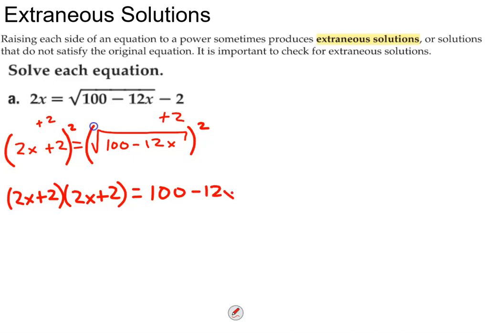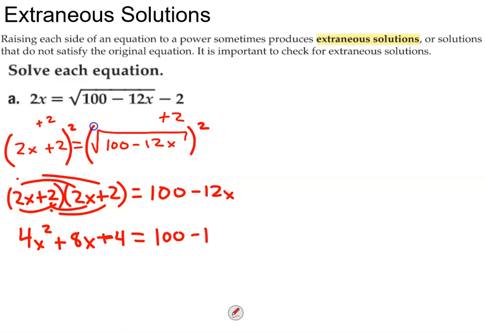On the right-hand side we have 100 minus 12x. On the left-hand side, you'd FOIL that out, and you get 4x squared plus 8x plus 4. And we have 100 minus 12x. Now we want to get 0 on one side. We have a quadratic equation now, but we have to bring the 12x over and bring the 100 over.